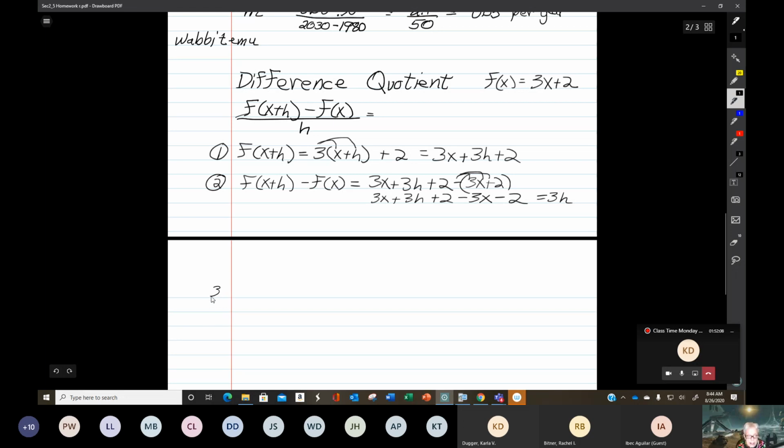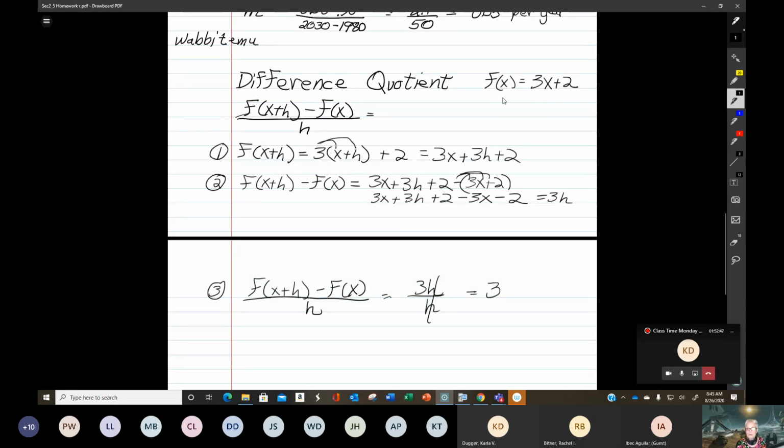So finally, the third step, okay, it's a 3-step process, is I take my answer for f of x plus h minus f of x, put it over h. So that means we just found out that f of x plus h minus f of x is 3h. It's going to be 3h over h. The h's cancel, and your answer is 3.